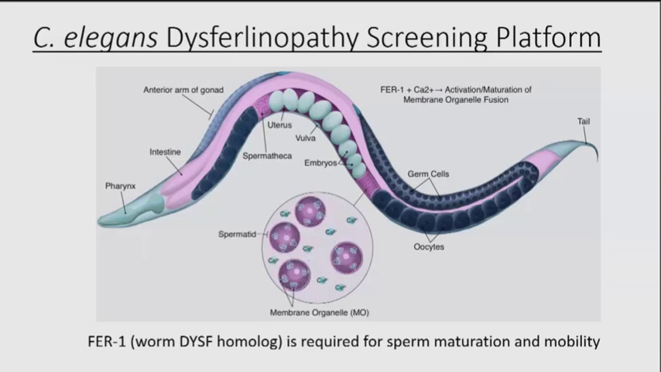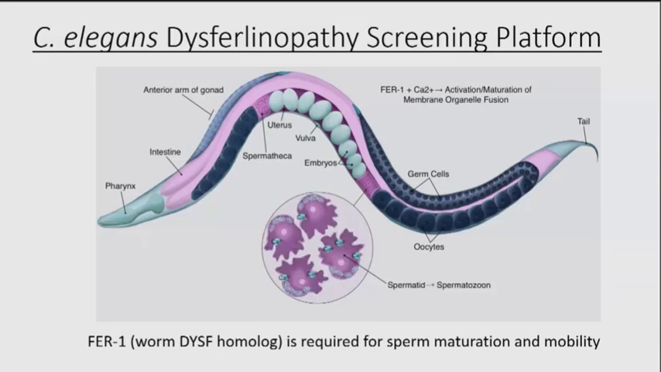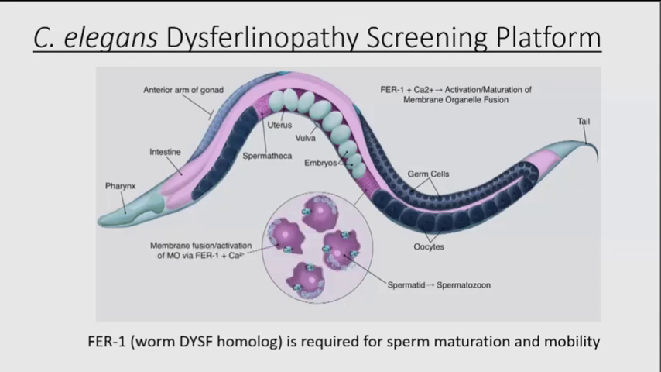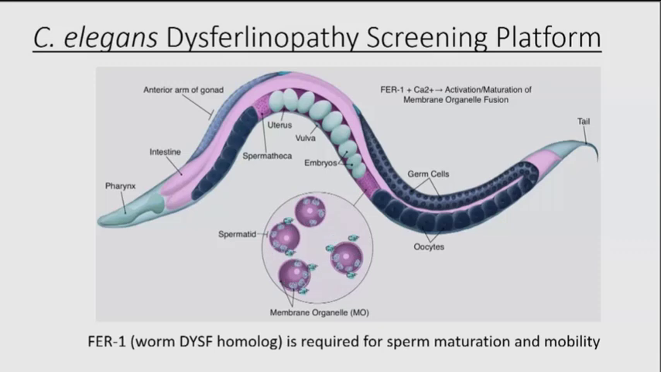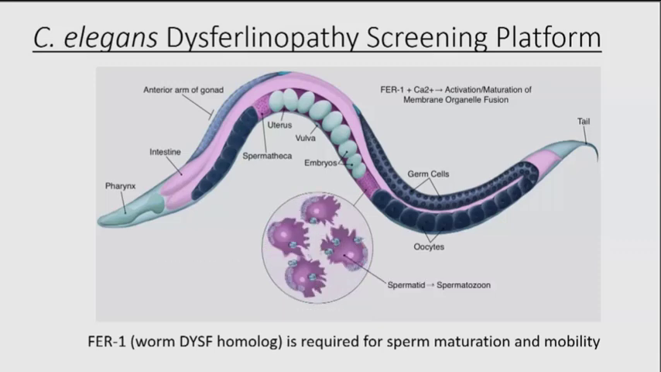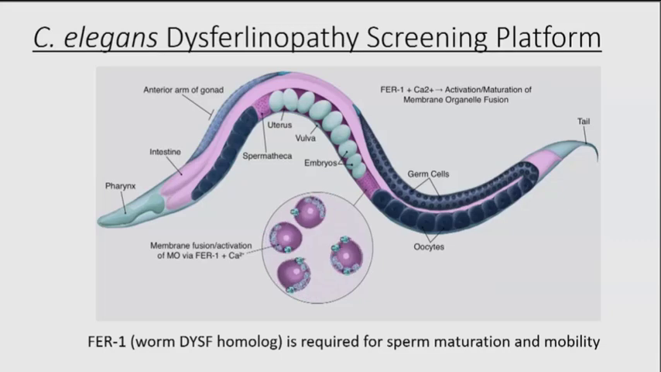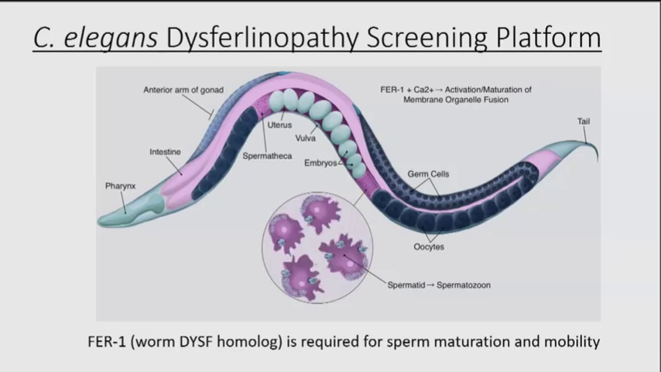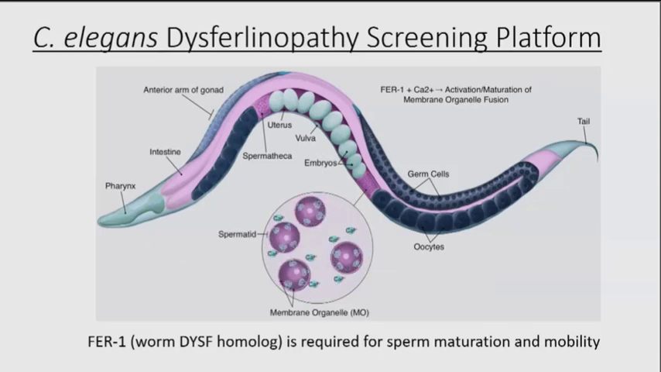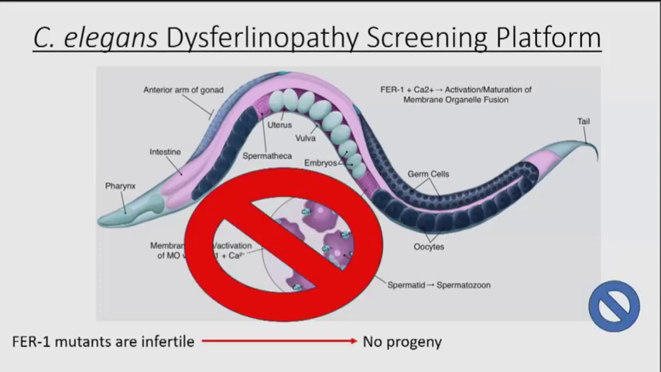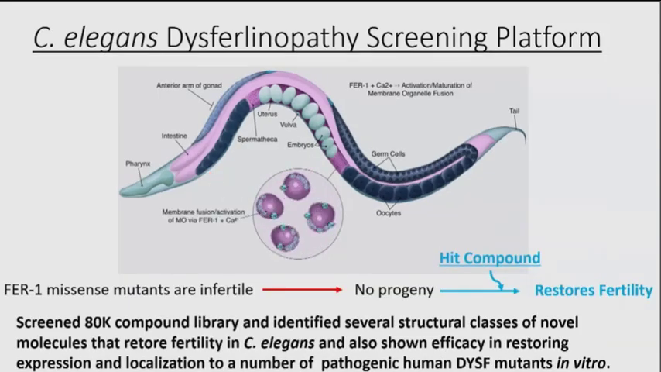So we have these mutations in C. elegans in the Dysferlin homolog, temperature-sensitive mutations that are missense mutations. At a non-permissive temperature, they're sterile. So we did the screen and just looked for compounds that could restore fertility. We could do this in 96-well format, and we screened 80,000 compounds. In the absence of Dysferlin, it's no progeny. If you have a hit compound, it restores fertility. And we found a number of compounds that could restore fertility in C. elegans. So this is one arm of our pathway.